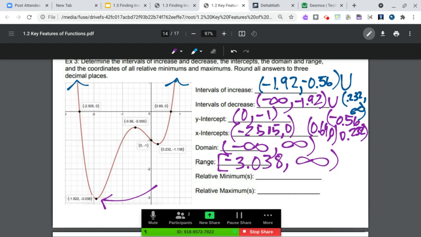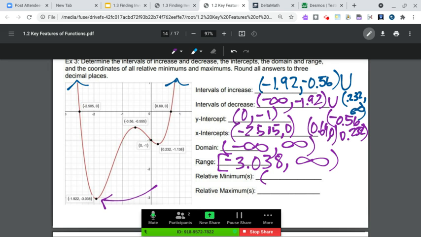Would it be the negative 1.138? So remember, you're looking for your dip in the graph, your dipping point. I'm sorry, I completely misheard you. So yes, you were right, except you want to use the whole ordered pair.